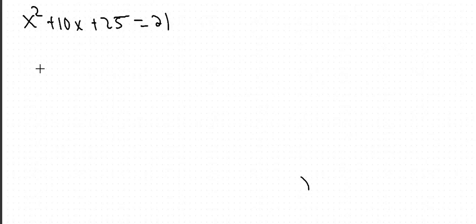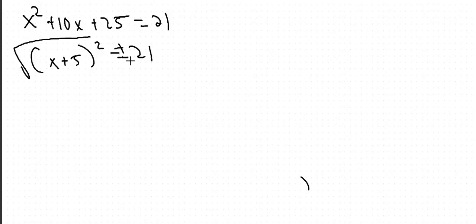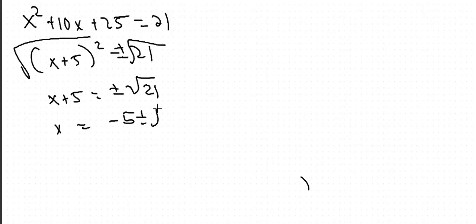So the next one is x squared plus 10x plus 25 equals 21. And this one is pretty easy, I guess. So wouldn't that be a perfect square trinomial? Mm-hmm. X plus 5 squared equals 21. Square root of both sides. X plus 5 equals plus or minus square root of 21. Minus the 5. X equals minus 5 plus or minus square root of 21.